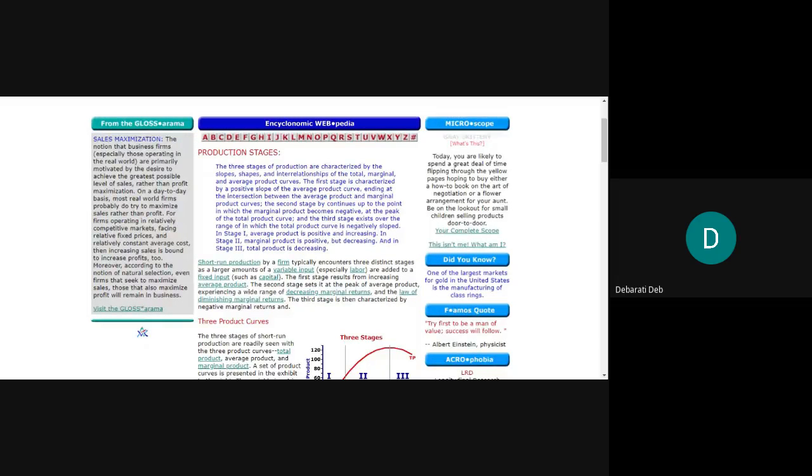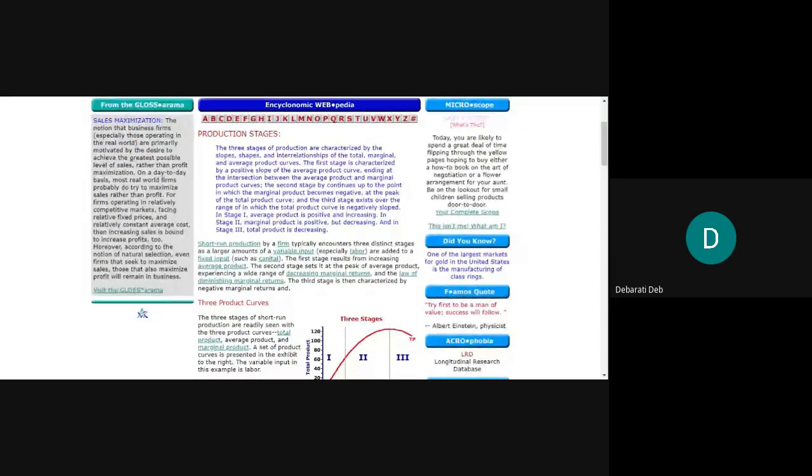Okay, so this topic says production stages. Those who are maintaining a notebook during classes, you can write in your notebook 3 stages of production or 3 production stages. The topic for today is 3 stages of production, or 3 production stages.